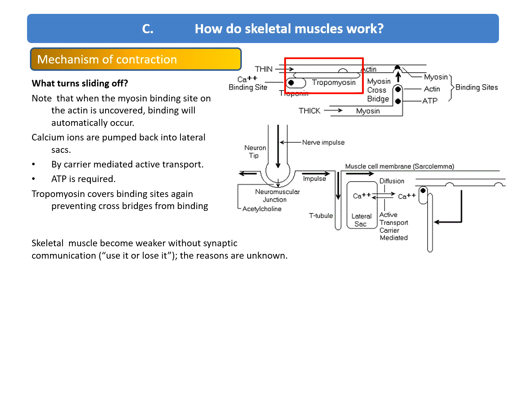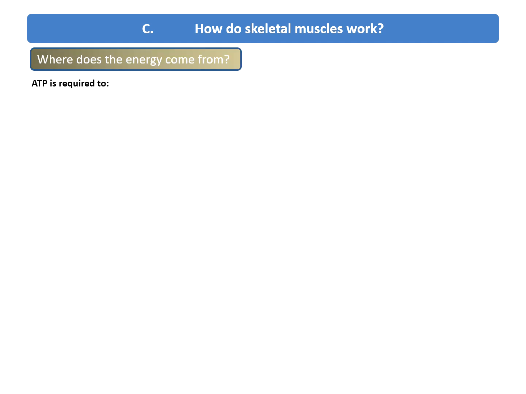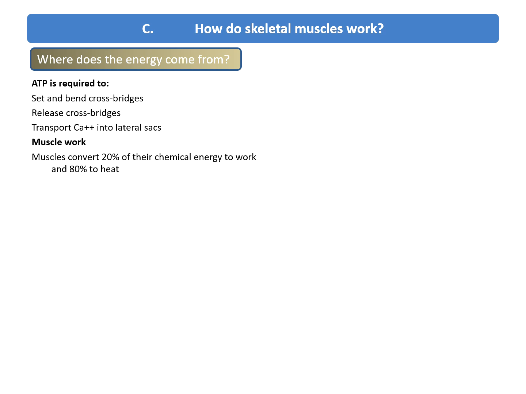Skeletal muscles become weaker without a synaptic communication, that is, without the nerve hookup. You know of the expression, use it or lose it. Not really understood why this is the case. ATP is required to bend the cross bridges, to release the cross bridges, and to transport calcium back into the lateral sac. Muscle work includes everything the muscle does that requires energy.